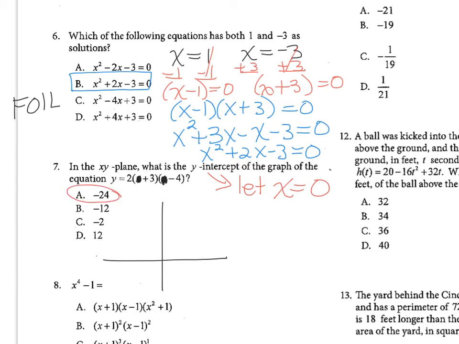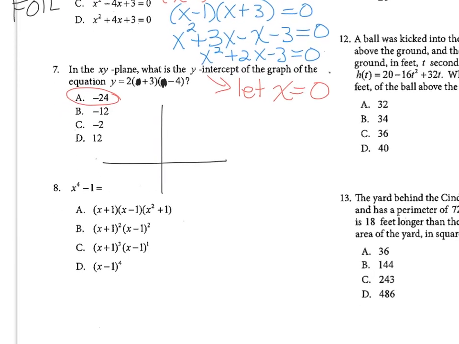So every time they tell you find the y-intercept, you're going to let the X be equal to 0, disappear the 0, and then just multiply or do whatever they give you on the equation. Okay, so this is multiplication, so that's why I multiply. So 6 times negative 4, negative 24. Okay, as simple as that.